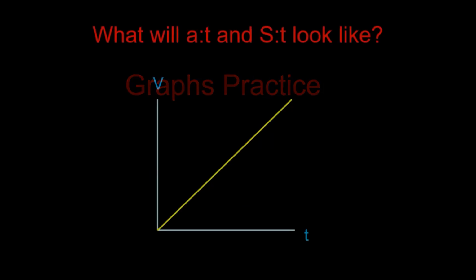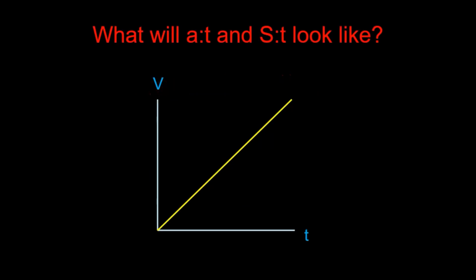So you can take a look at a few graphs here. If we have a VT graph of this form, what will the corresponding AT and ST graphs look like?